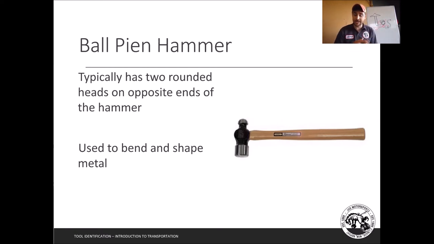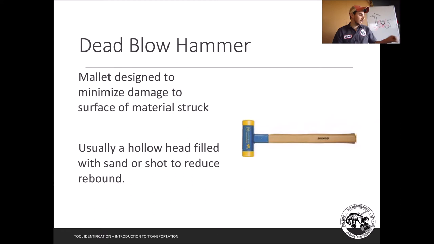I'm going to use the next hammer quite a bit more. That is a dead blow or a rubber mallet. This one actually is filled with sand, but it says usually hollow head filled with sand or shot to reduce rebound. So when you hit something, it's not going to have that big rebound, like if you ever use a full-on rubber mallet, you hit it and you feel like you didn't do anything to what you hit, and it just bounces back 5 feet. What's nice about these is that it takes that out, and they can add more weight in here, so that actually can give you a little bit more power.